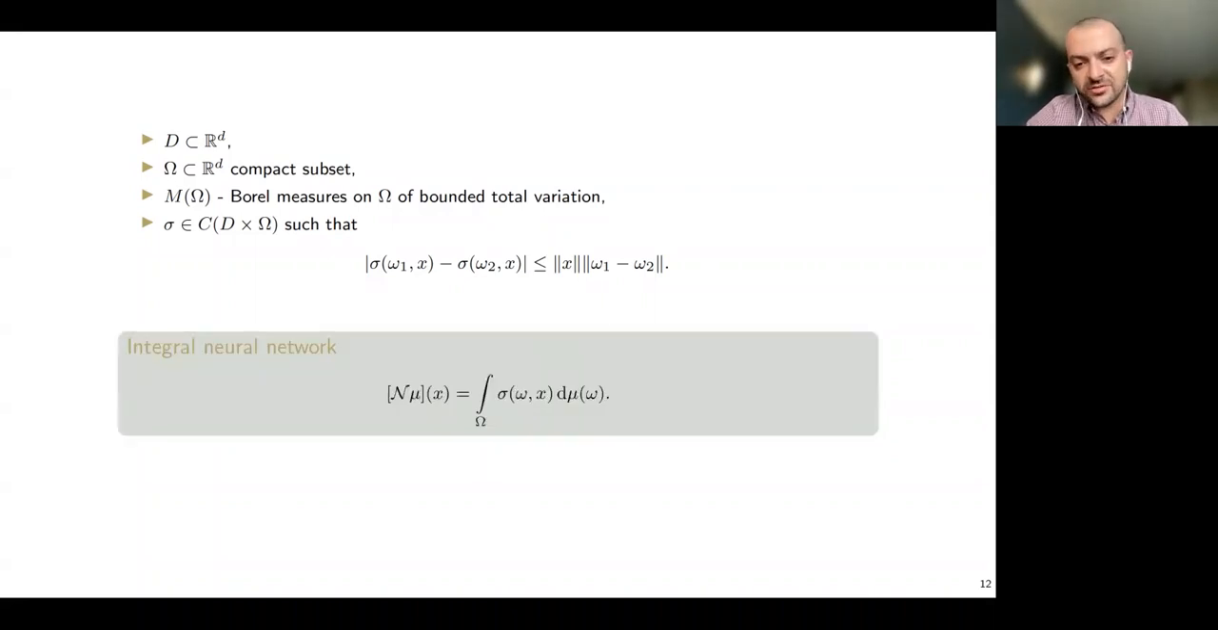And so we define the integral neural network to be the following quantity: this operator acts on the set of measures and its value is equal to the integral over Omega of sigma(omega, x) d mu(omega). Okay, so this is a function of x, right? So it maps the measures with bounded total variation to continuous functions on the domain D.